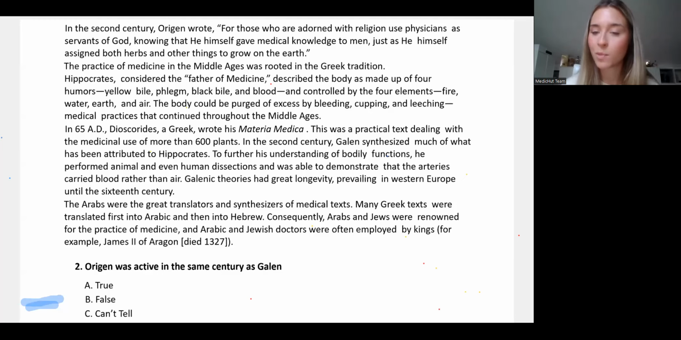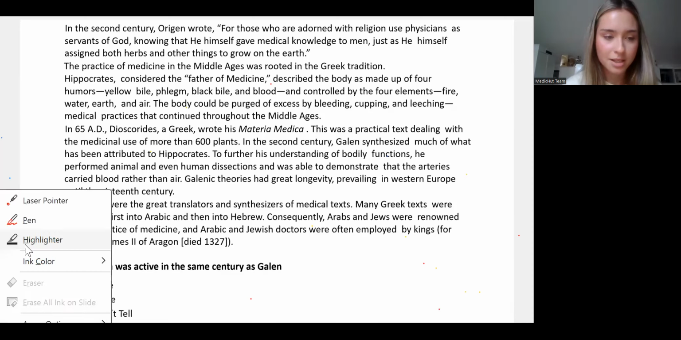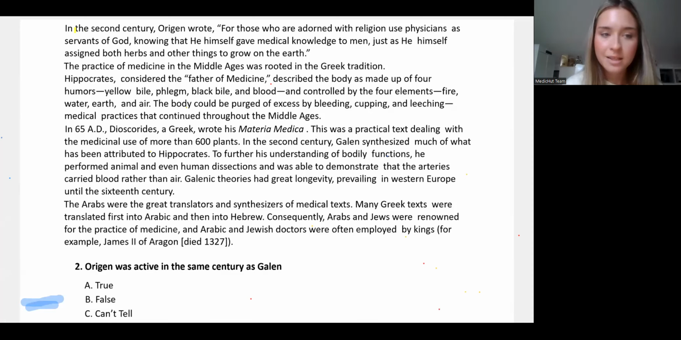Good. So a lot of people are putting true for this one. Again, I'd probably be scanning for proper nouns, so Origen and Galen would have been the best ones to scan for here. If you read it, in the first sentence, let me just get the highlighter up, it says that in the 2nd century, Origen wrote, and therefore we know that Origen was active within the 2nd century. And then later on, we scan for Galen.